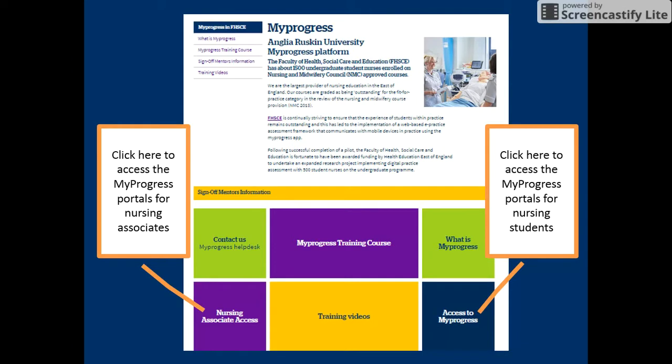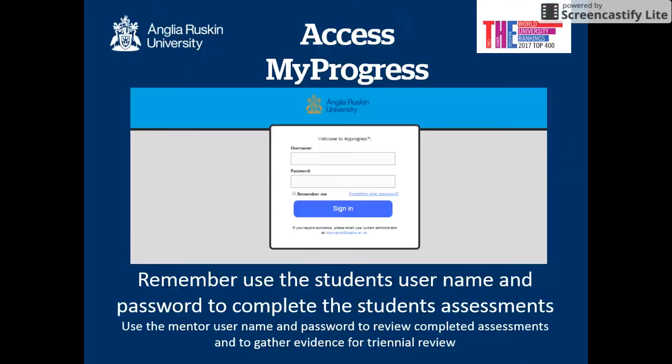The main thing you are going to require, however, when using MyProgress is to complete assessments for your students. If you are supporting a nursing associate, you click on the tab which says Nursing Associate Access. If you are supporting any of the other nursing students using MyProgress at Anglia Ruskin, click on the Access to MyProgress tab. This takes you through to another window where you can log in.